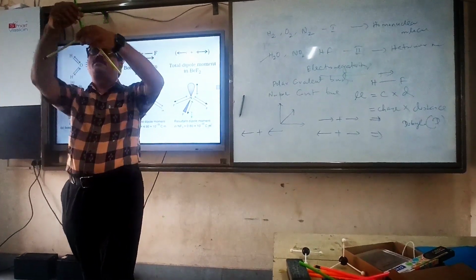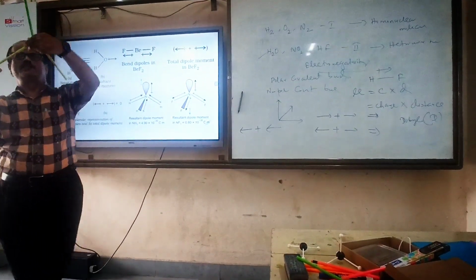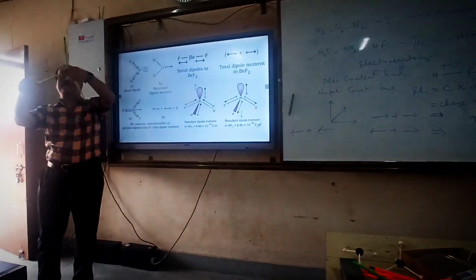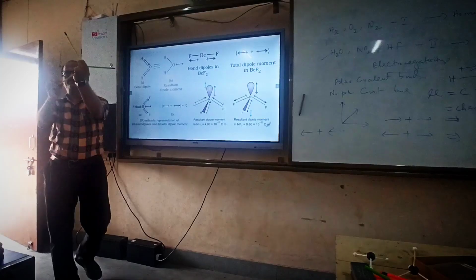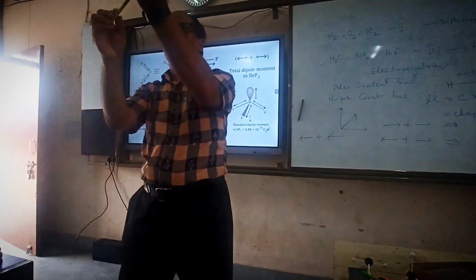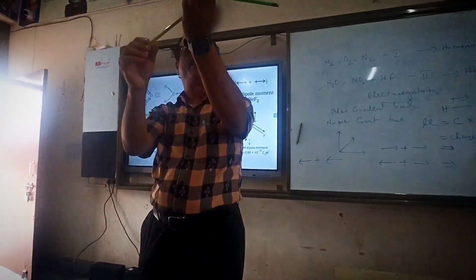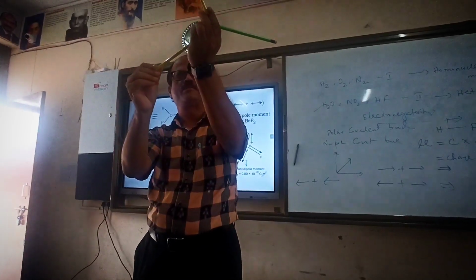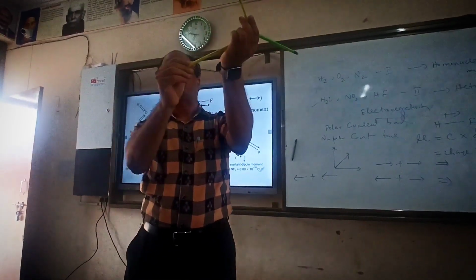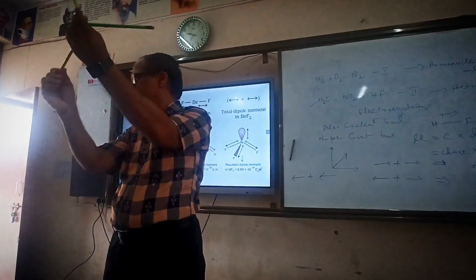Trigonal planar, isn't it? This is very similar to, or you move like this, triangular planar. It is BF3 or BCl3, same thing, same situation. What is the bond angle? It is 120 degrees. It is an AB3 type molecule.